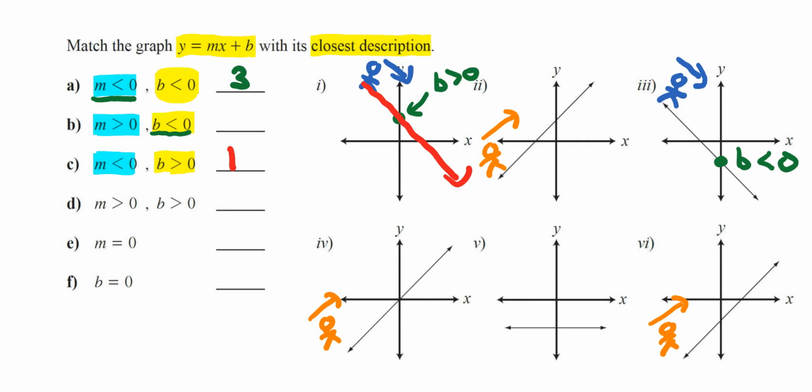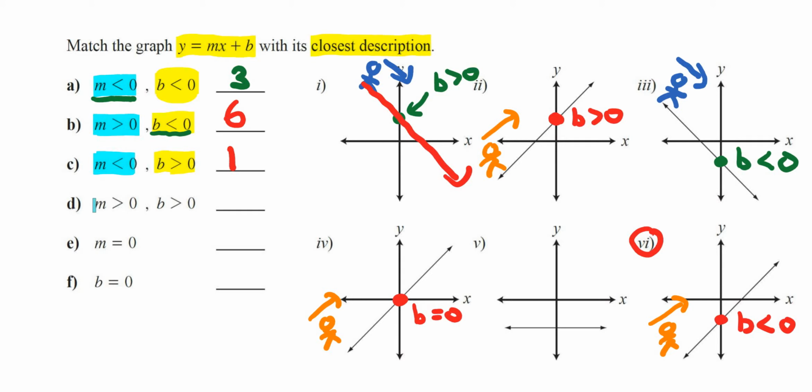Okay, so for graph number 2, my y-intercept here is positive, so b is greater than 0. For graph number 4, my y-intercept equals 0. And for graph number 6, my y-intercept is actually less than 0, right? It's below the x-axis. So for question 1b, it would match up with graph number 6. So let's put a 6 right there.